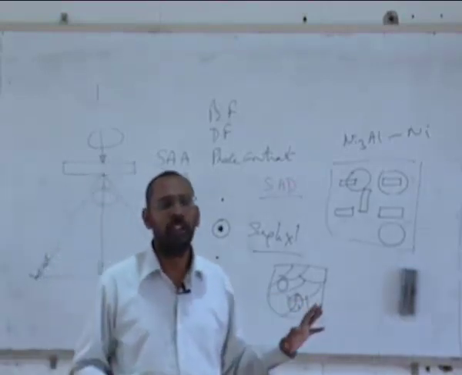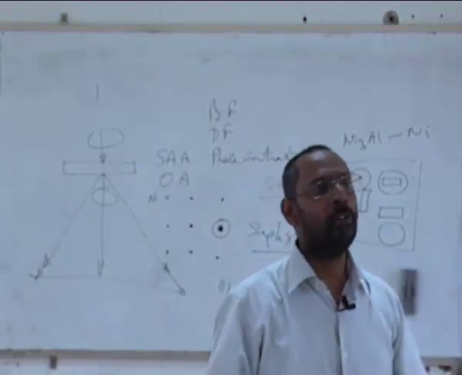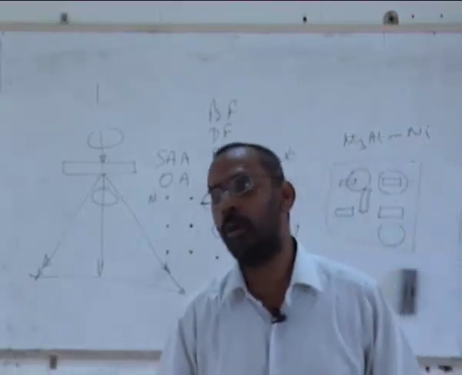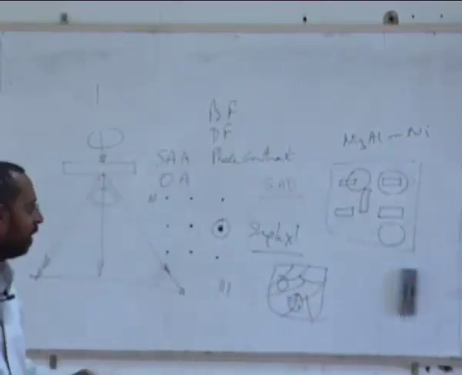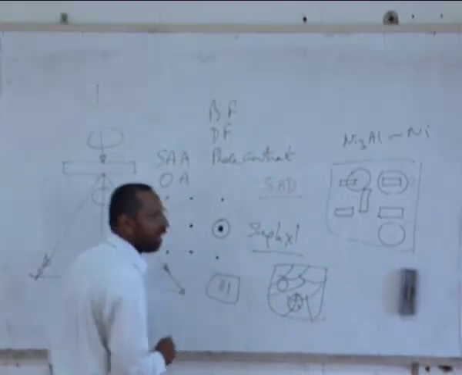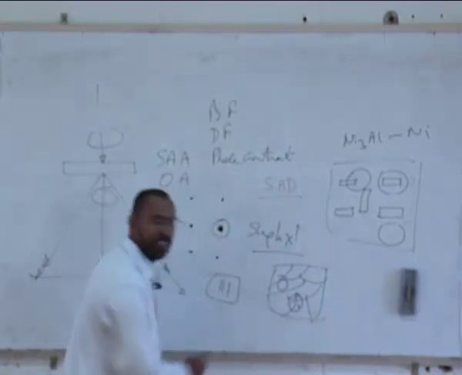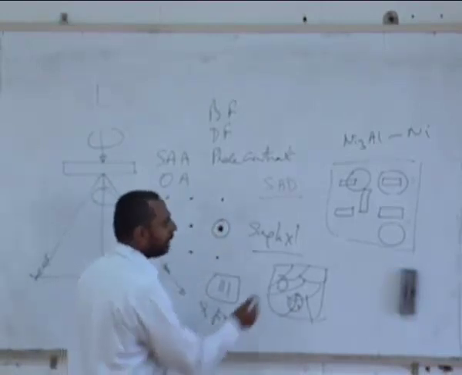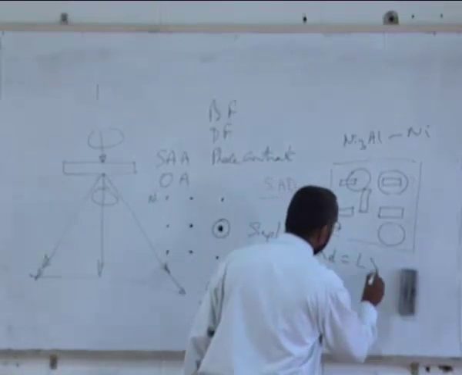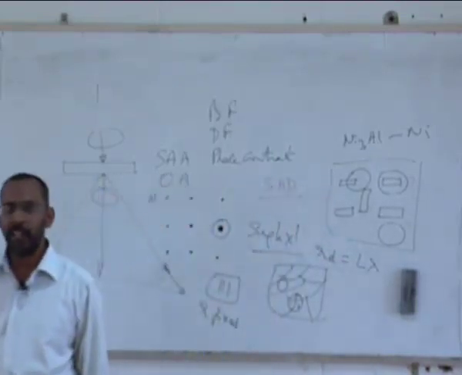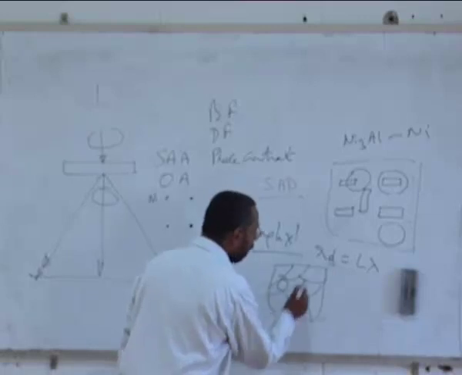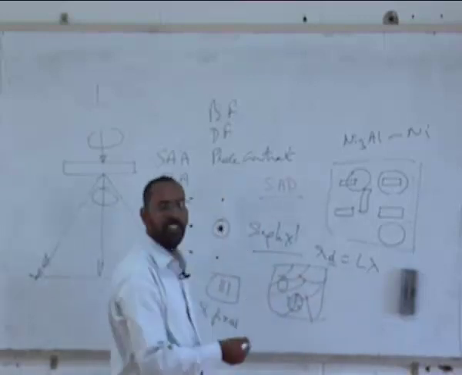Why? Because D spacing depends not on the orientation, but it depends only on the A and the HKL. Because D equal to A divided by square root of H square plus K square plus L square. So if the D spacing is fixed for a particular HKL, whether it is grain 1 or grain 2 or grain 3, if D is fixed, then R is fixed. Why? Because RD equal to L lambda. Right? Just now we have derived in one of the previous classes. So if the D for a particular HKL is fixed for all these 3 grains, then the R is fixed.